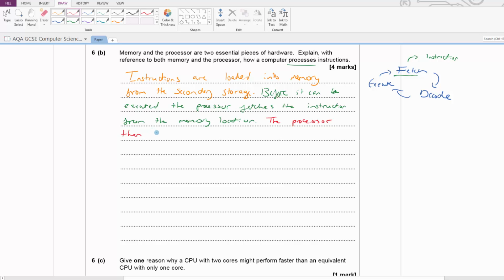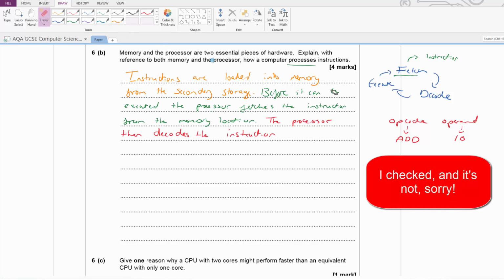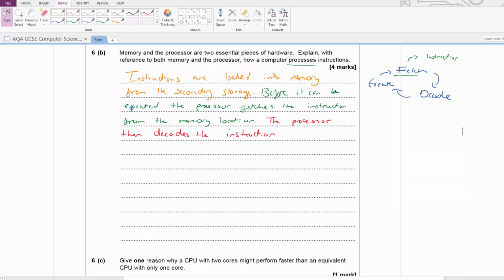So the processor then decodes the instruction, and this is essentially splitting it up into the opcode and the operand. Each instruction will have the instruction like add 10. So the operand is the data, the opcode is the instruction. As I'm saying this, I'm pretty sure this isn't on your course. I'm going to double check when I edit, but this may be extra information. I'll get a bit confused because I've covered 3 courses now on my channel, and they each have different levels of requirement, but this would be a 3rd mark.